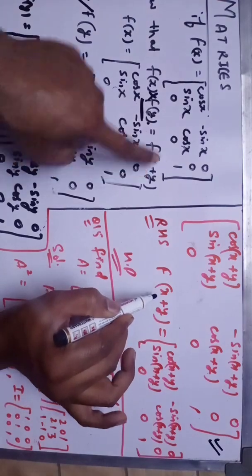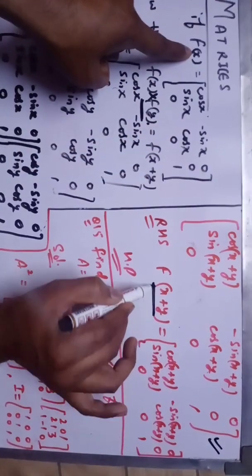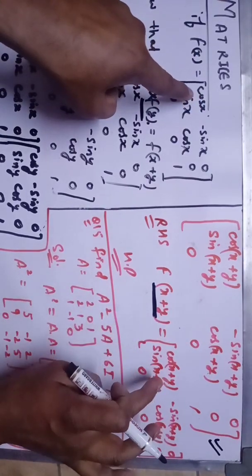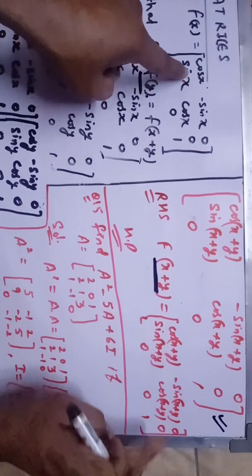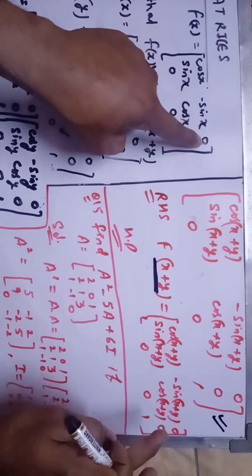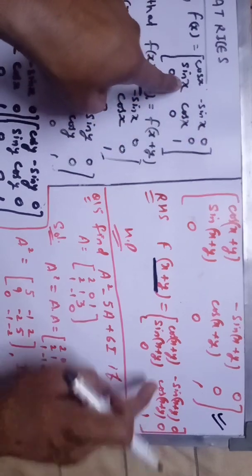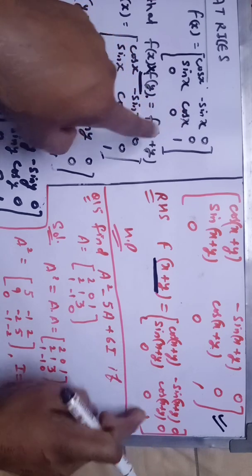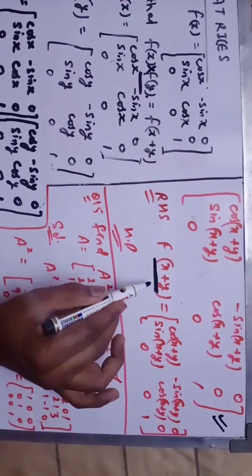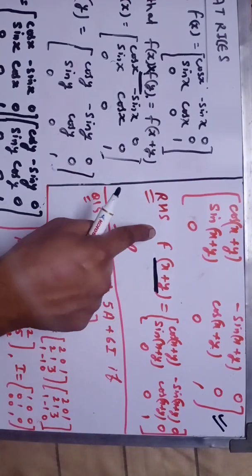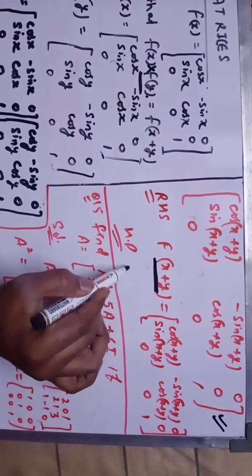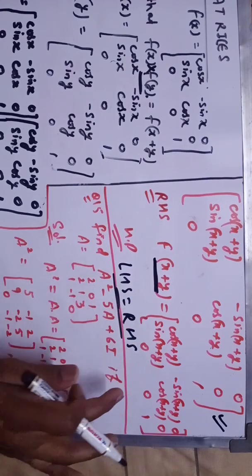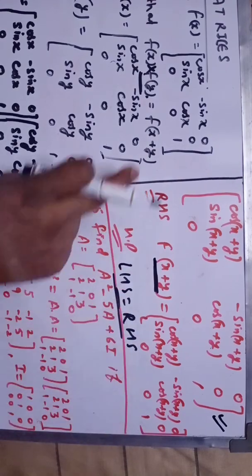Again F(x) is given to you, you have to replace this x with x plus y. So in place of x I am writing x plus y. So it would be cos of x plus y, minus sin of x plus y, 0 and 0. Then replacing x by x plus y, it would be sin of x plus y, cos of x plus y, and 0, 0, 0, 1. So here you can say that the right hand side is equal to the left hand side. So LHS equals RHS. Hence we can say that these two sides are equal, hence proved.